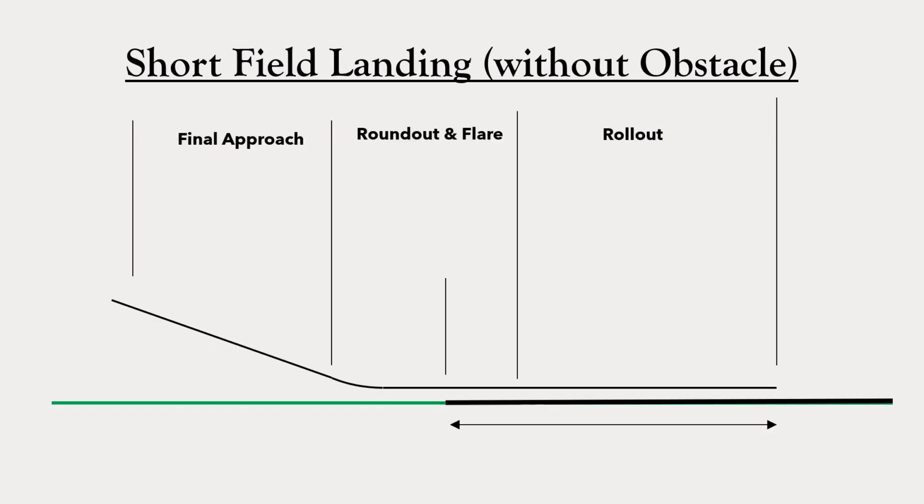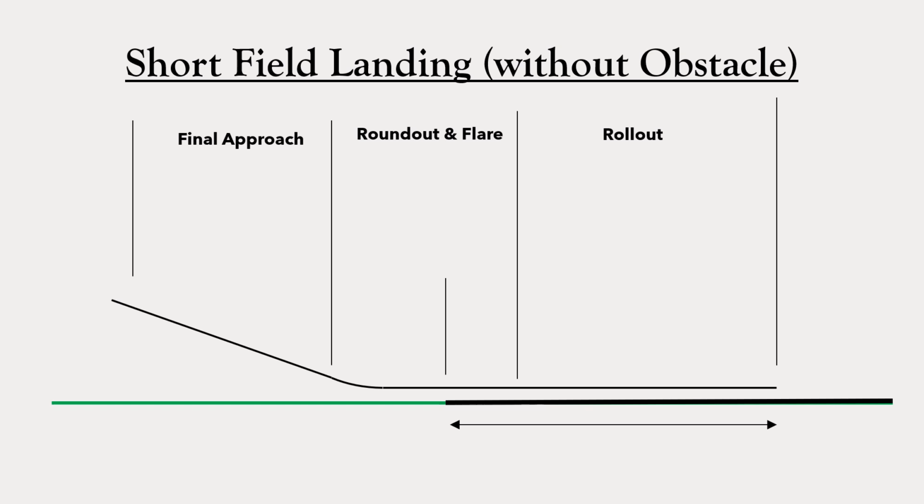Now let's consider a variation on the short field landing where we don't have the obstacle. We have a nice clear approach path up to the runway, but the issue is that the runway itself is very short. So in this circumstance, our objective is to minimize the distance between the start of the runway and the point where we come to a stop at the end of our rollout.